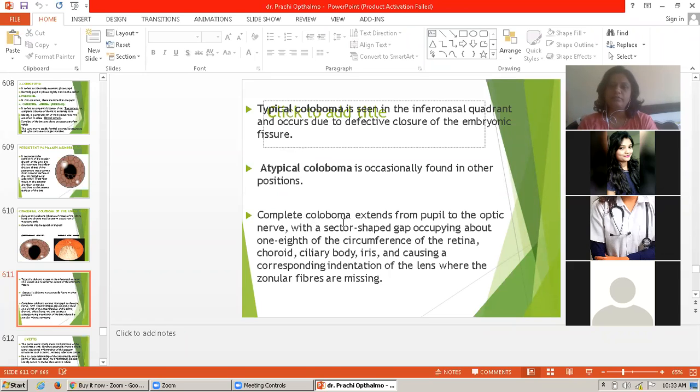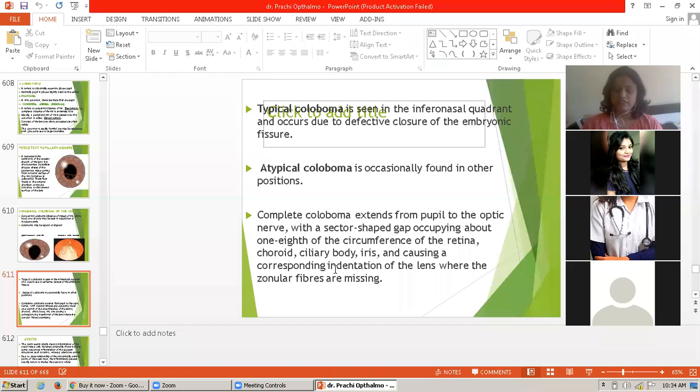Then a complete coloboma is also present. It extends from the pupil to the optic nerve, with a sector-shaped gap occupying about one-eighth of the circumference of the retina, choroid, ciliary body, and iris, and causing a corresponding indentation of the lens where the zonular fibers are missing.